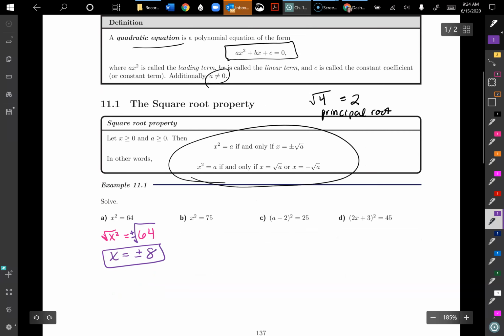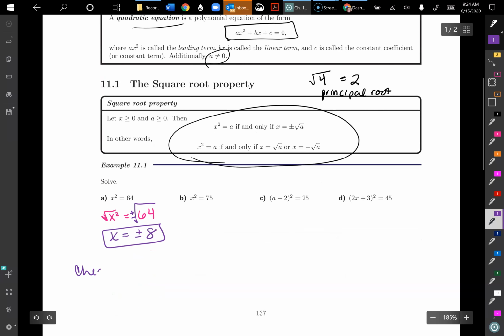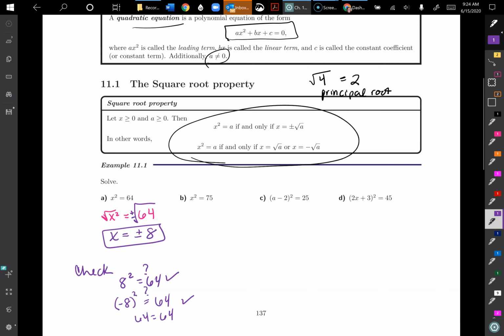Now if I do a check on that, let's see if it works. 8 squared equals 64. Yes. Negative 8 squared. Remember to use parentheses when you're plugging in. The negative is inclusive in the base. Does that equal 64? Yes. 64 equals 64. Okay, so that's the idea with this.